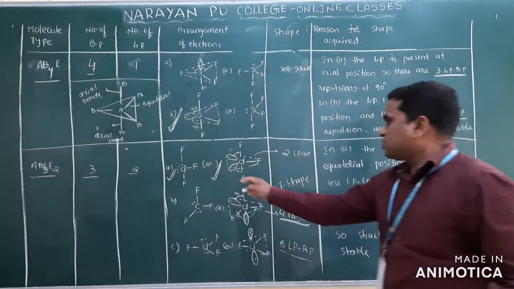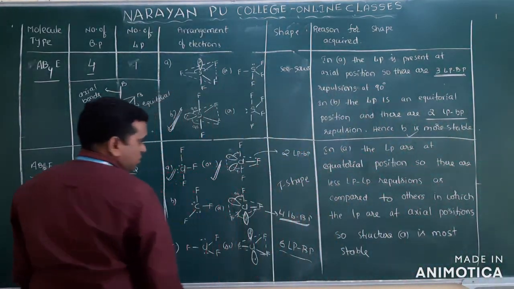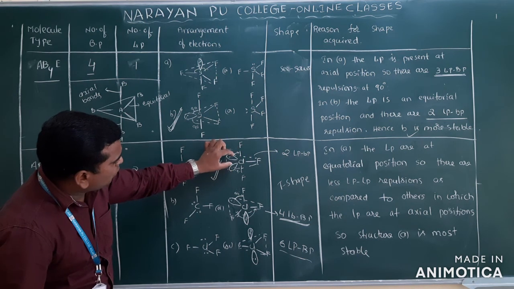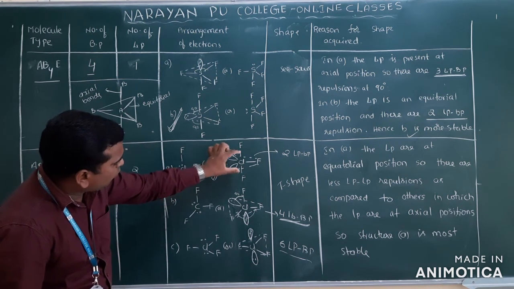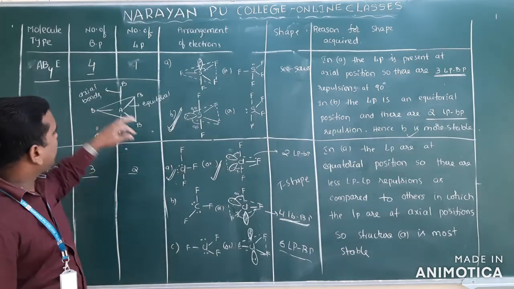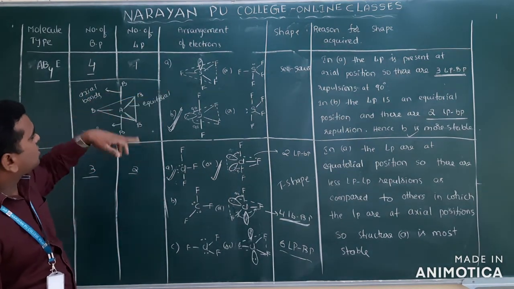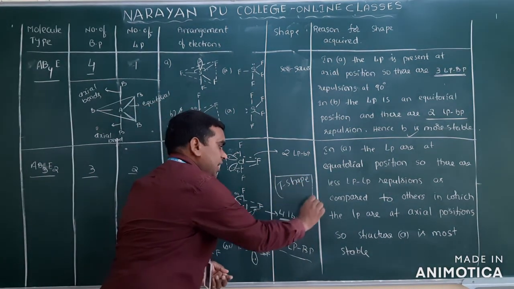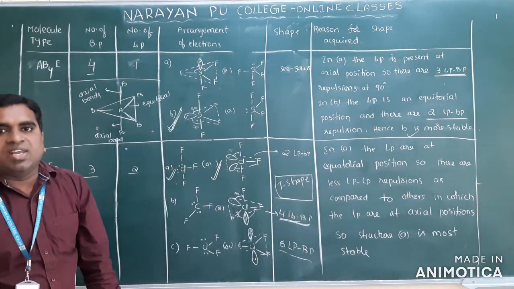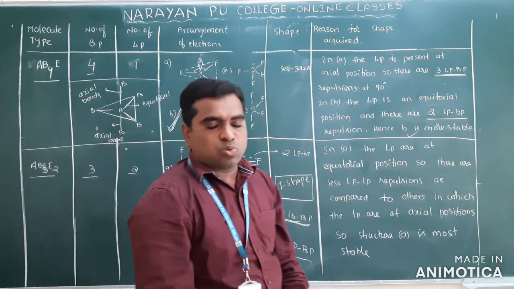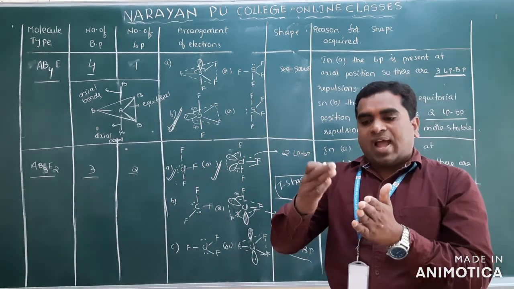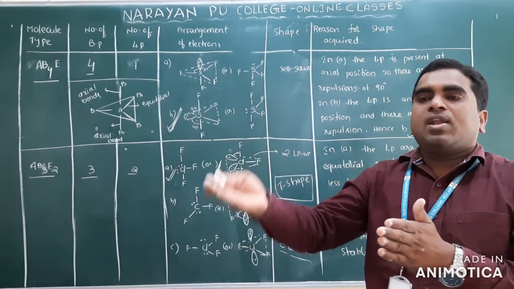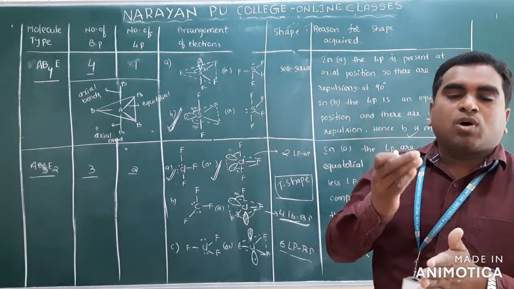So the actual structure, which one is the most stable one? This is the most stable. And due to lone pair bond pair repulsions and lone pair repulsions, the molecule has a trigonal bipyramidal structure, but what is the shape of the molecule? The shape of the molecule is T shape. These are the reasons why molecules change from the regular shape to another shape when lone pairs are present on the central atom.